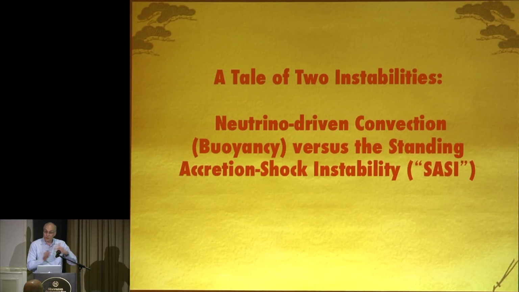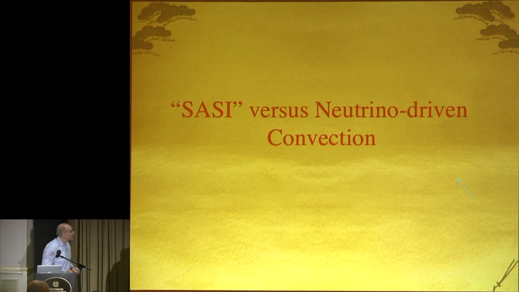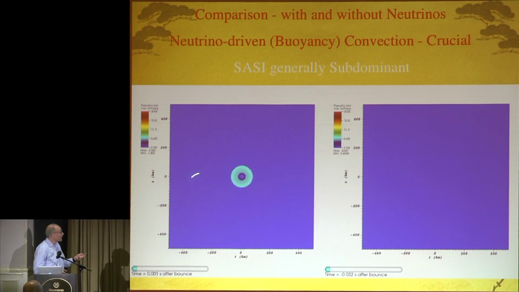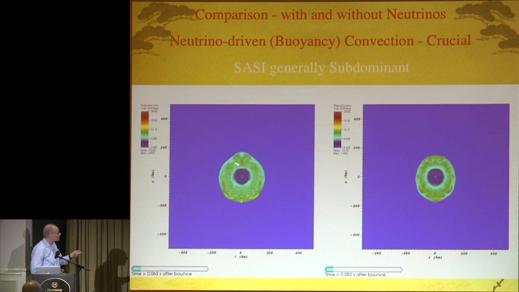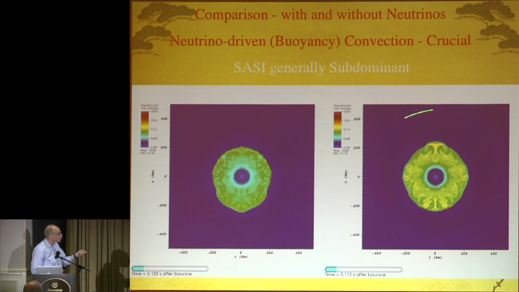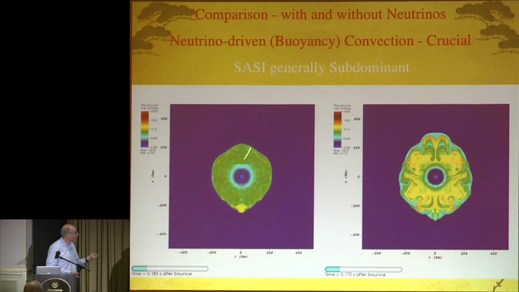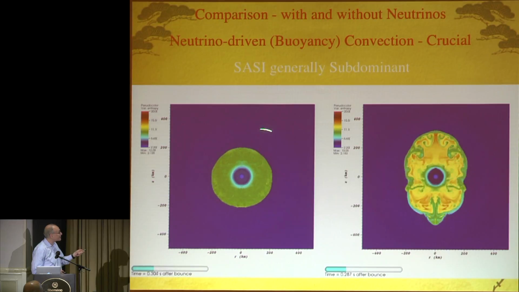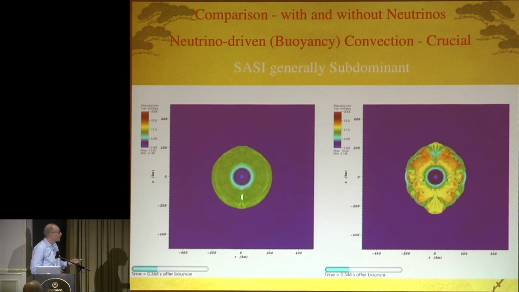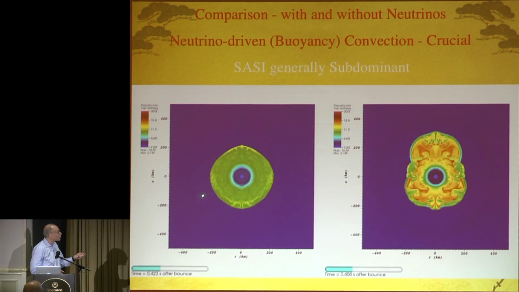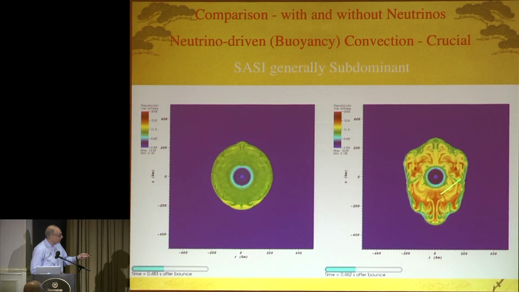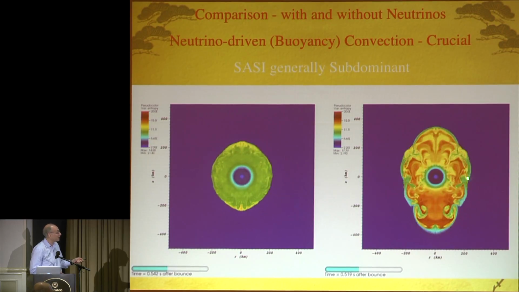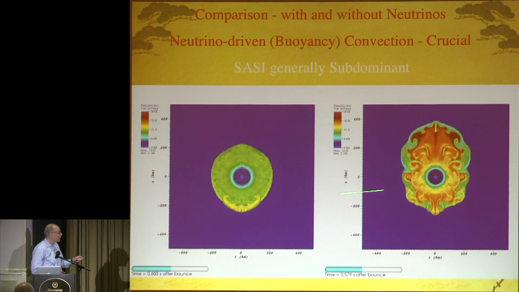Now let's get to the two instabilities in this context, the SASI and the neutrino-driven convection. On the left-hand side is a SASI simulation where this shock is stalled. And here, all I do is turn on neutrinos. The shock by itself, this standing accretion shock instability, does oscillate, et cetera, but it doesn't oscillate with the same vigor. If you don't have neutrinos driving it, then there's no entropy generation. And here, the red and yellow colors are entropy generation. And so there can be a qualitative difference.